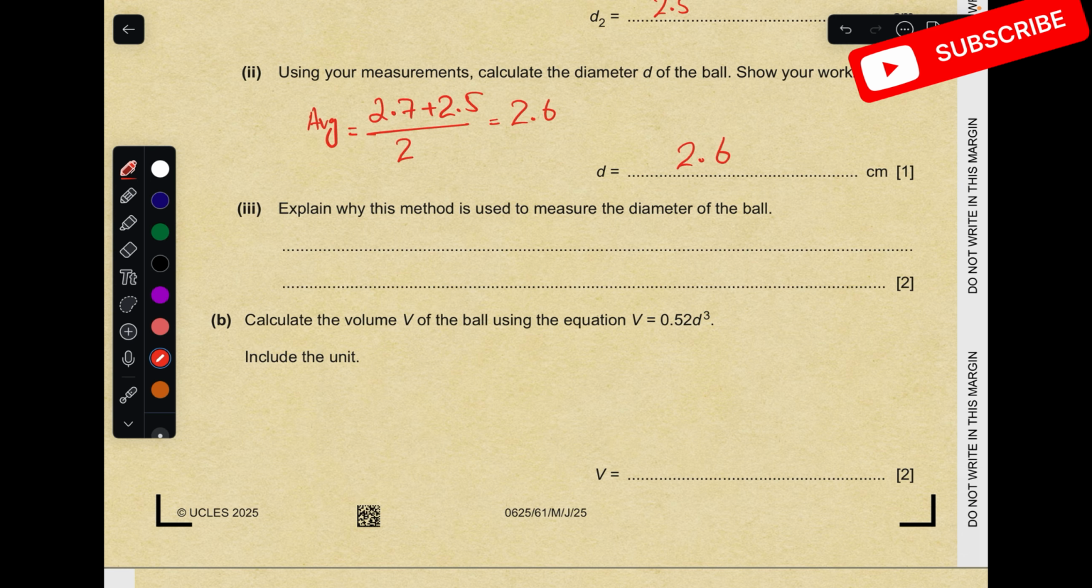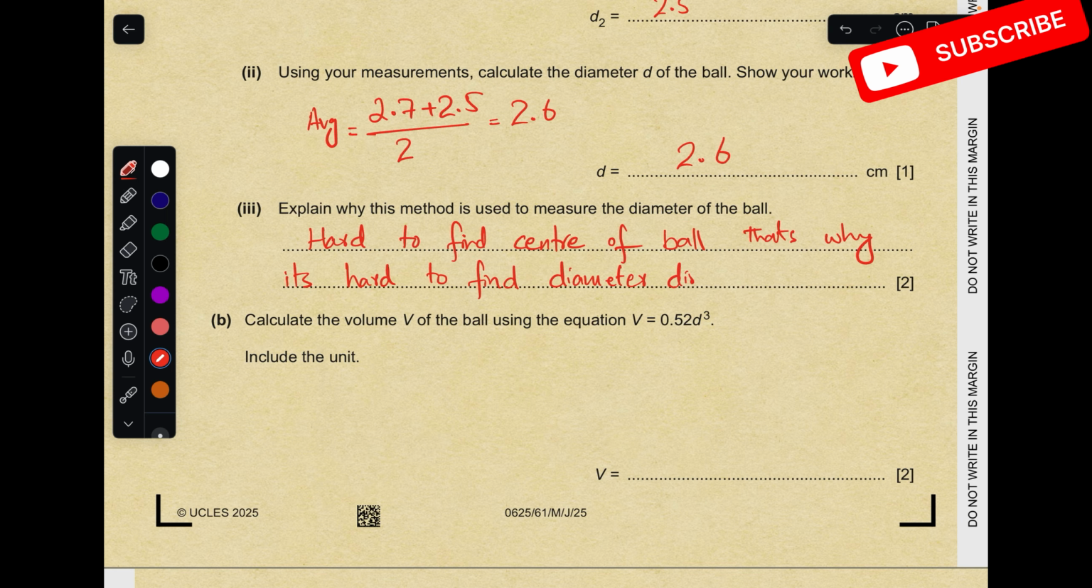I'm writing down: hard to find center of ball. Or you can write it's difficult to measure diameter directly, to find the center of the ball, that is why it is hard to find the diameter directly. It's a 2 mark question, so I'm writing the explanation properly.